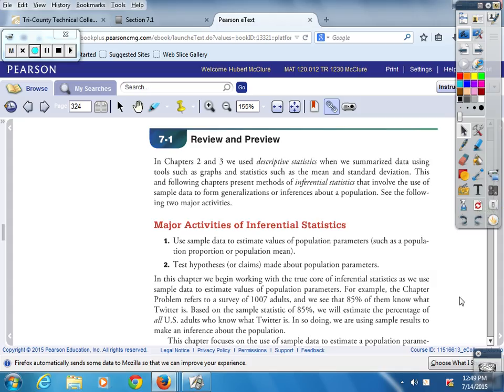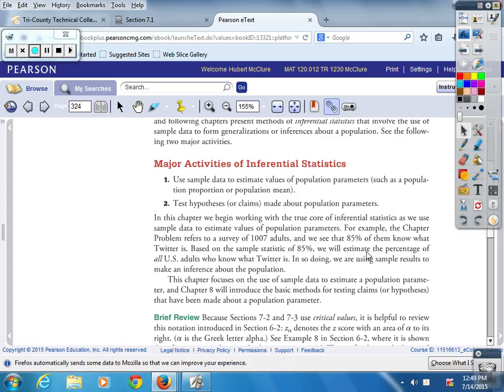In the first couple of chapters, we were dealing with descriptive statistics, which means mean and standard deviation. Now we're in inferential statistics, where we grab sample data and we get conclusions from the sample data.